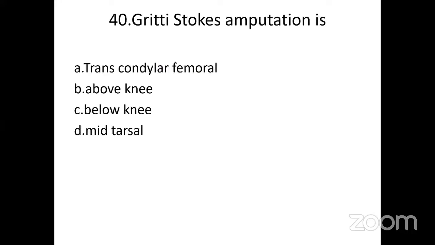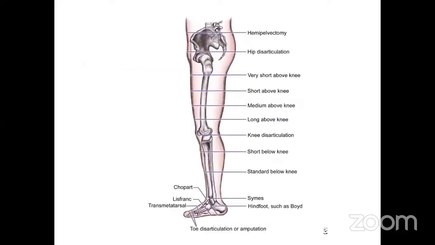So coming to amputation, destructive surgery. Nowadays we seldom do amputation. We always try to salvage the limb. Gritti-Stokes amputation is actually a transcondylar femoral amputation, which means the removal of the limb is done through the femoral condyles. At each level you have different names. Starting from hemipelvectomy, hindquarter, hip disarticulation means you have removed the limb through the joint. You know what is disarticulation? Disarticulation is the removal of the limb through the joint, whereas amputation is removal of the limb through the bone.